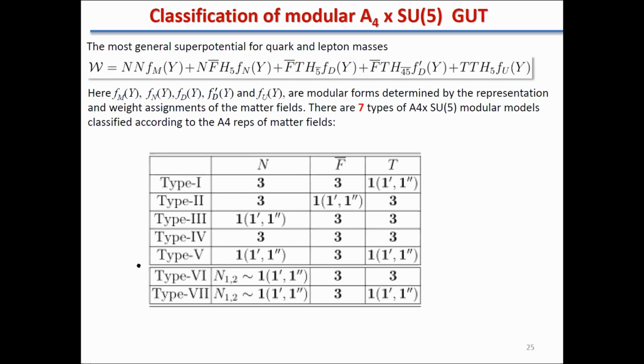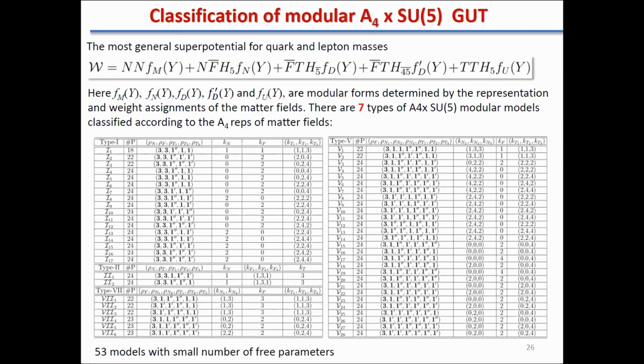And we also consider 2 right-handed neutrino models, types 6 and 7. The 2 right-handed neutrinos are assigned to be singlets. And these are the types of models we have considered. For each type of model, we can freely assign the modular weights of the matter fields to some integers, so we can systematically consider all possible forms of the Yukawa couplings.